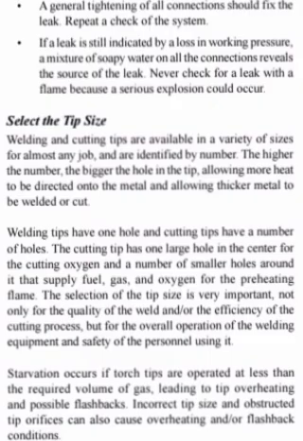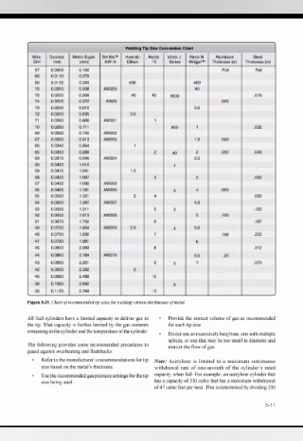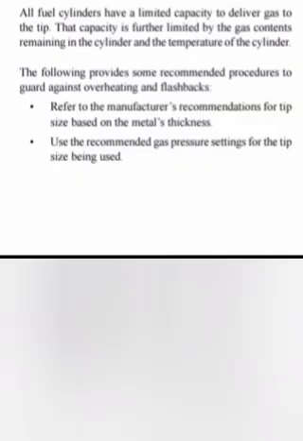Starvation occurs if torch tips are operated at less than the required volume of gas, leading to tip overheating and possible flashbacks. Incorrect tip size and obstructed tip orifices can also cause overheating and flashback conditions. All fuel cylinders have a limited capacity to deliver gas to the tip. That capacity is further limited by the gas contents remaining in the cylinder and the temperature of the cylinder.